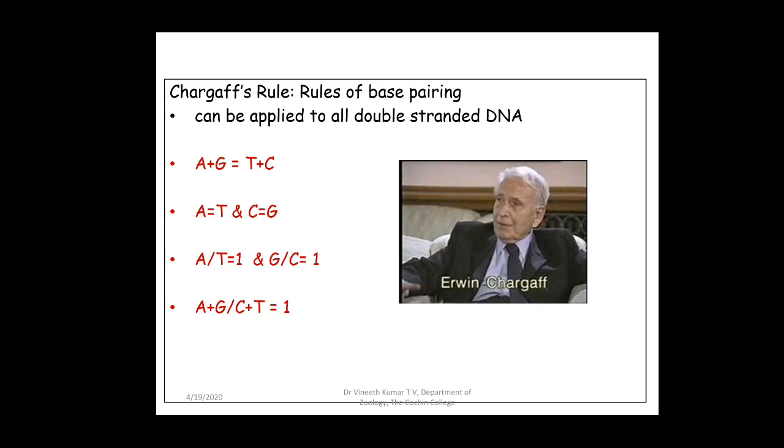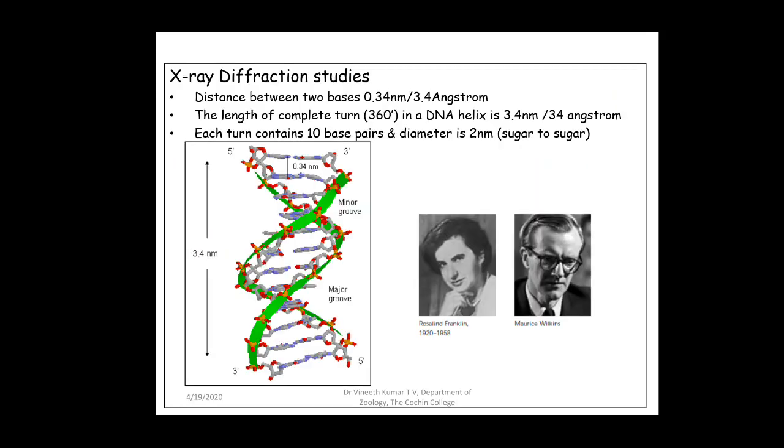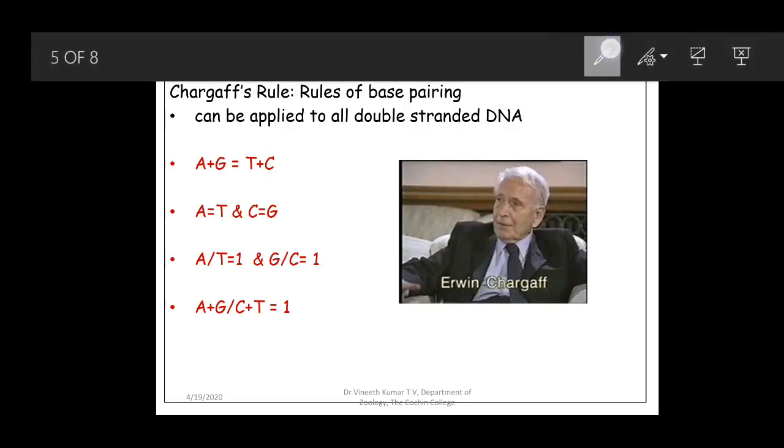So as we see here, the first one is that adenine and guanine, that is the number of purines, is always equal to the number of pyrimidines, because as we said earlier, adenine is pairing with thymine and guanine is pairing with cytosine. In such a case, the number of purines will be equal to the number of pyrimidines.